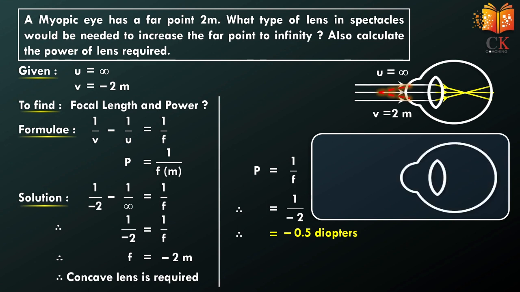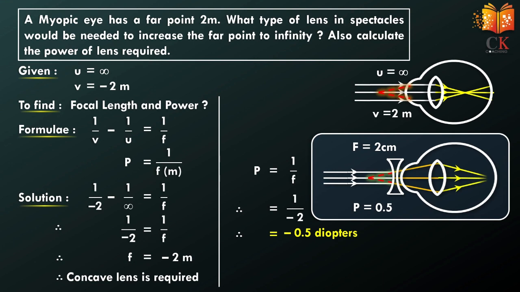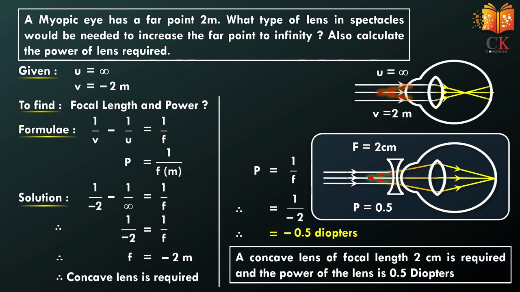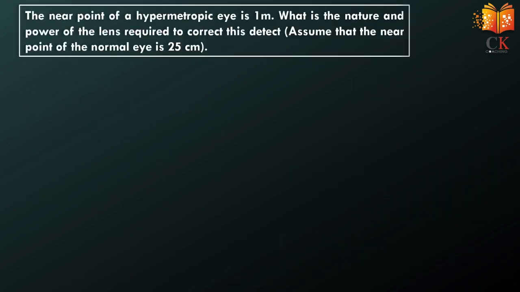So after the correction, this is how the picture will look. Yes, this is how the picture will shift, and we wanted exactly this: the image formation should be exactly at the retina, and this will be corrected. So we'll conclude that the concave lens of focal length 2 meter is required and the power of the lens is 0.5 diopter. Let's see the third numerical, which is based on hypermetropia.